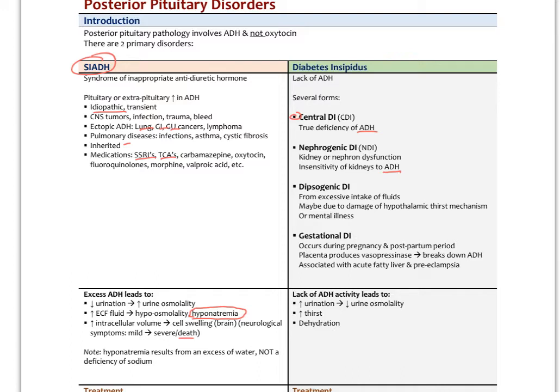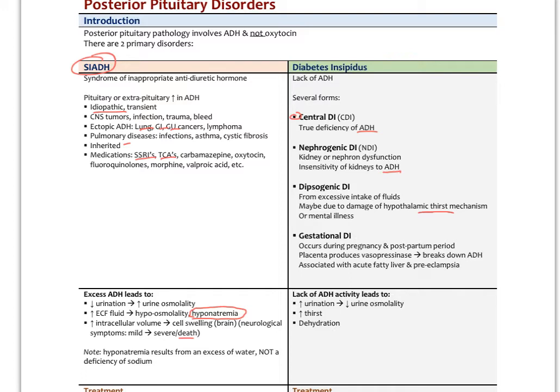One of the reasons a person can have lots of polyuria is they're just drinking a lot of fluids. And that can happen very severely in cases when a person has a stroke to the hypothalamic thirst mechanisms, or in mental illness. That can result in dipsogenic DI.